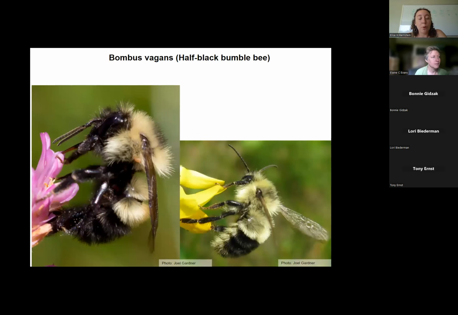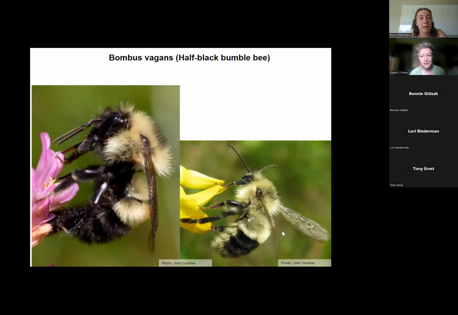And another thing that's important to note with Bombus vagans, or the half-black bumblebee, is the appearance of the hairs. So these are a really shaggy bumblebee. You can tell, especially in that photo on the left, the way that their hairs are sort of shaggy. And that's not something that is necessarily characteristic of the rusty patch. But here we just see those first two abdominal segments are clearly very yellow. We're not seeing any evidence of any sort of rusty patch or anything like that.